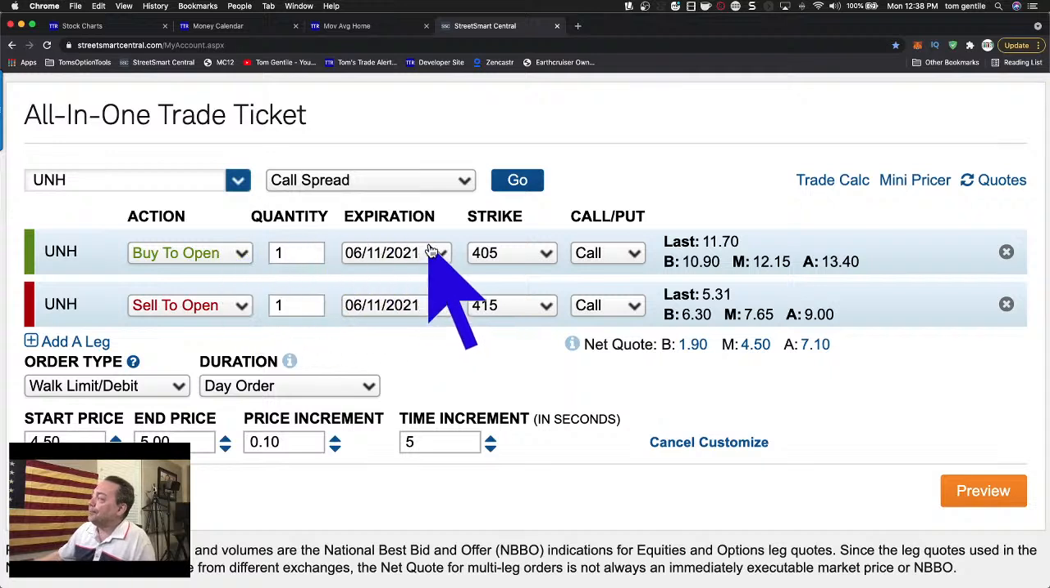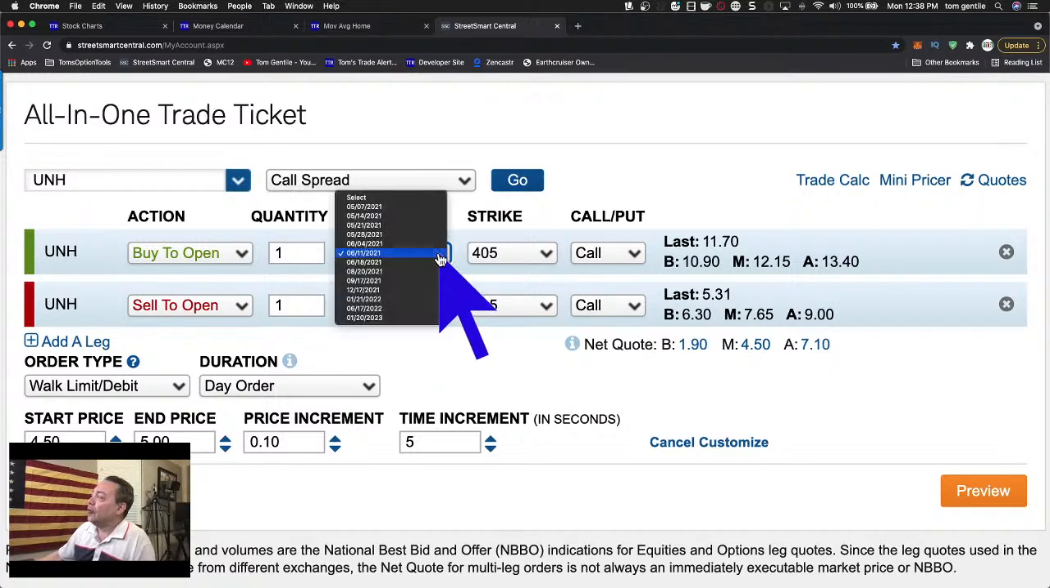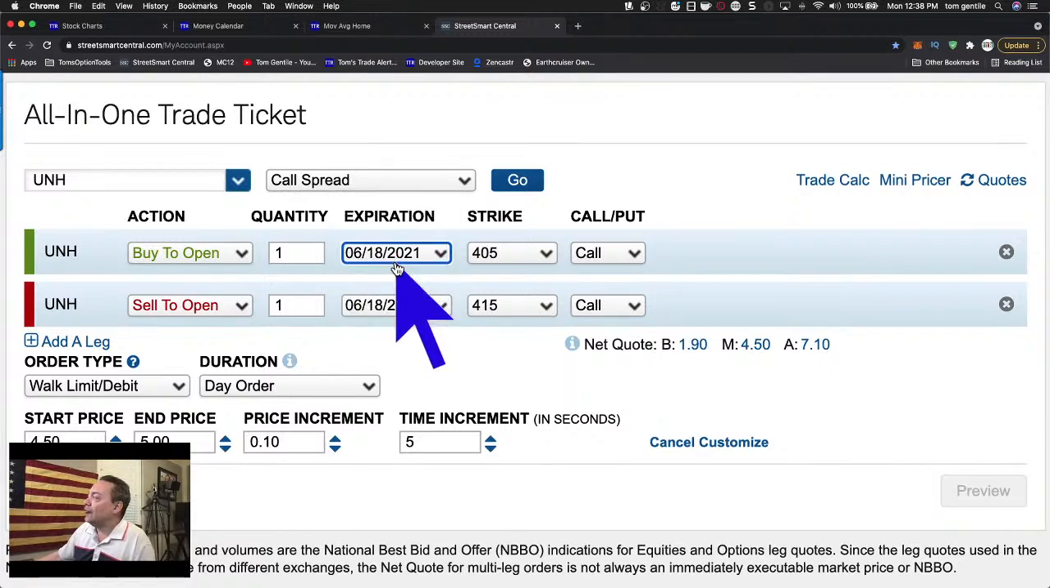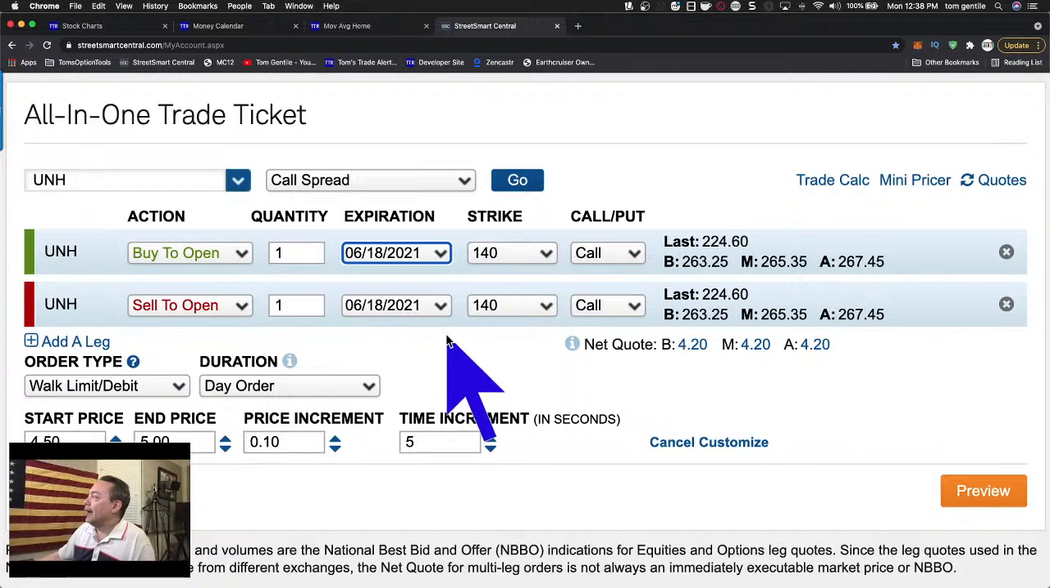Take a look at that option that expires on the third Friday of the month. June 4th is the first Friday. June 11th is the second. June 18th is the third. So I'm going to change this to the 18th. So I just changed it to the 18th.